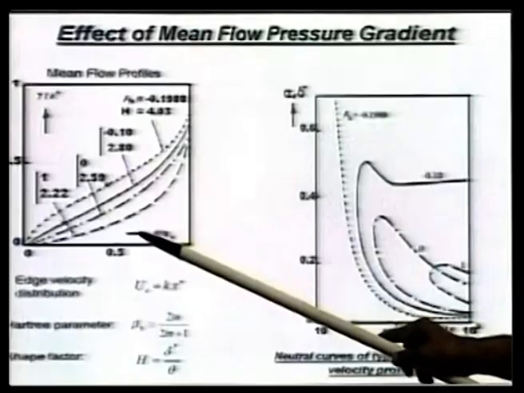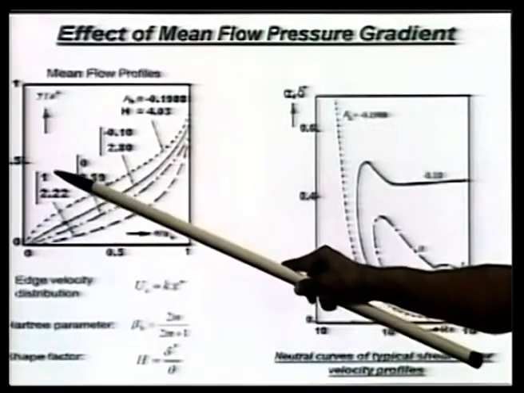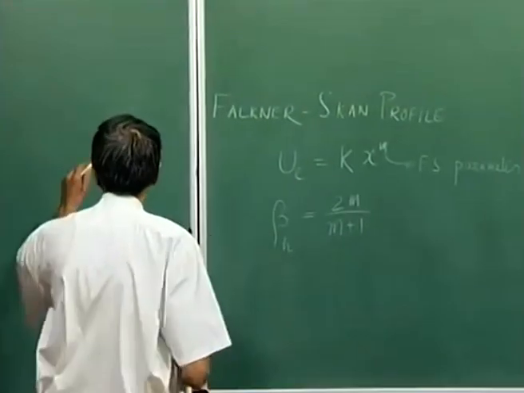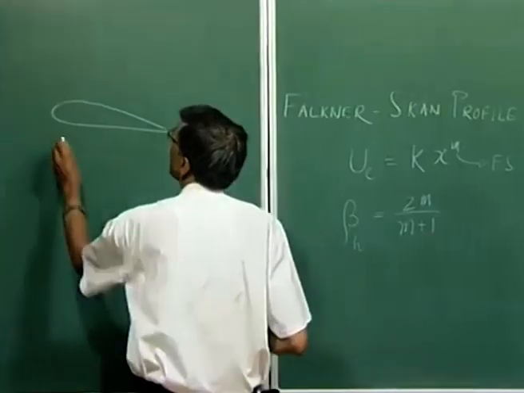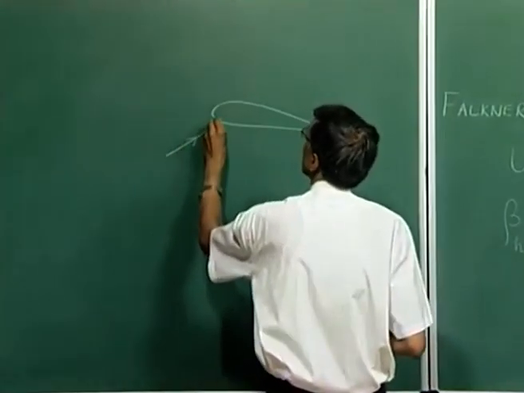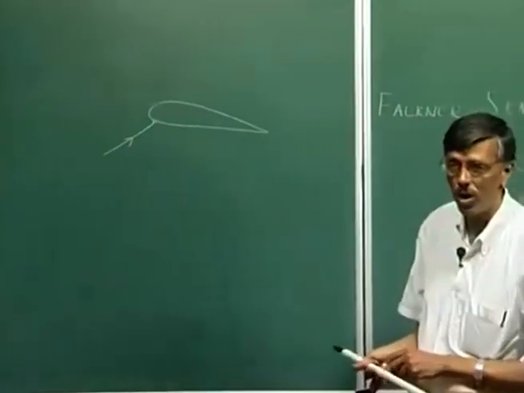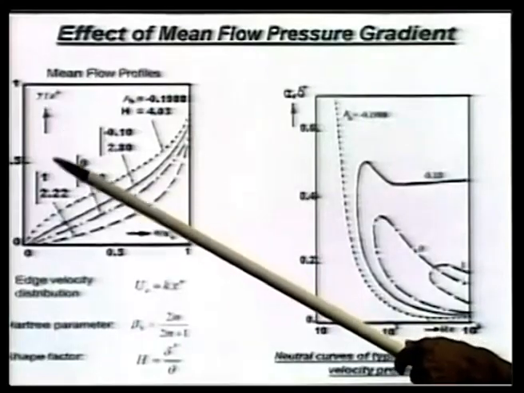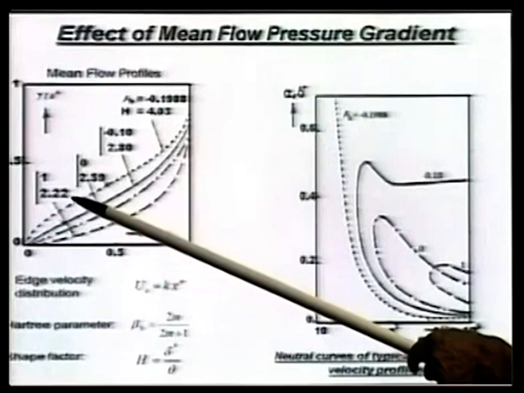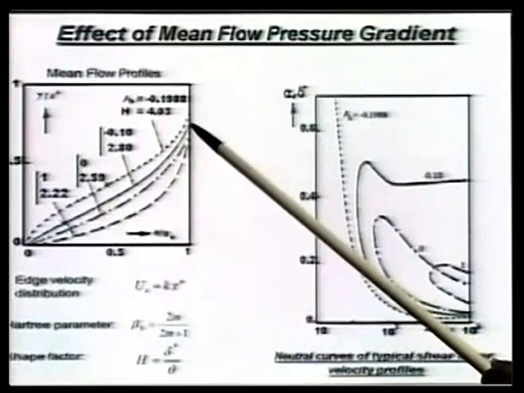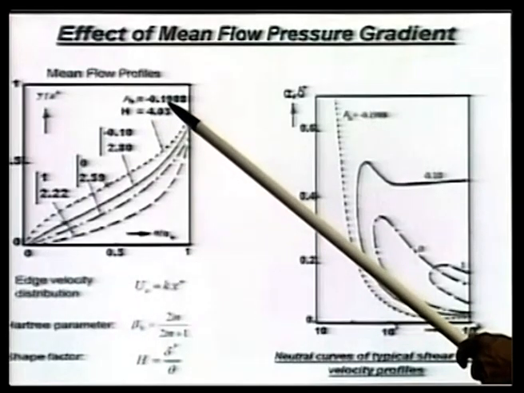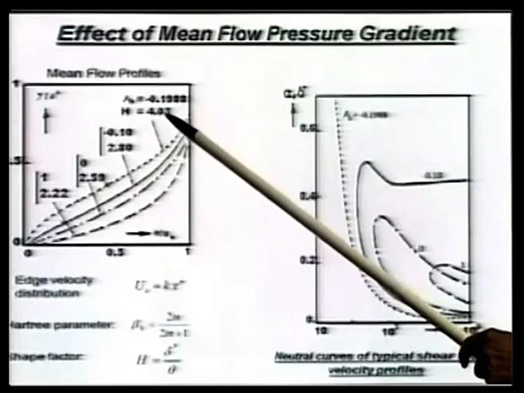Whereas, this last curve that is shown here, for which beta h is equal to 1, corresponds to stagnation flow. So, if we are talking about flow past, let us say, an aerodynamic shape like this, you will have a stagnation point. In the vicinity of the stagnation point, you will have a velocity profile for which beta h is equal to 1 and the shape factor is rather low. This topmost curve that you are noticing corresponds to beta h equal to minus 0.1988 and the H value is 4.03.